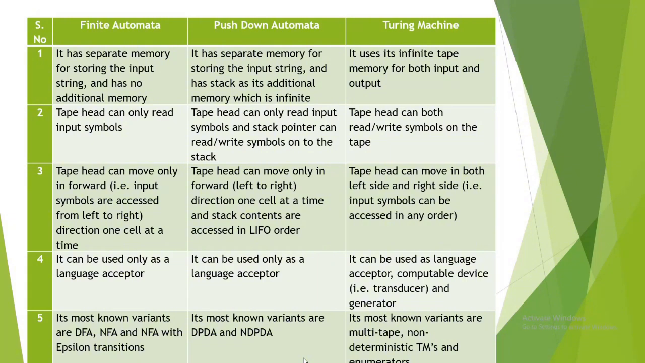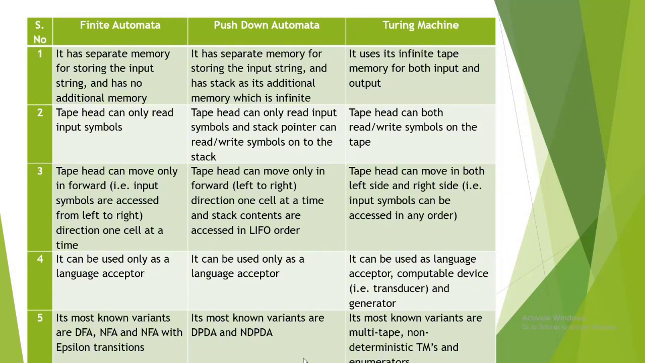Fourth difference: finite automata can be used only as a language acceptor. Pushdown automata can also be used only as a language acceptor. But Turing machine can be used as a computable device as well. Finite automata use transitions as well. In pushdown automata, the most known variants are deterministic pushdown automata and non-deterministic pushdown automata. In Turing machine, the most known variants are multi-tape Turing machine, non-deterministic Turing machine, and enumerator.